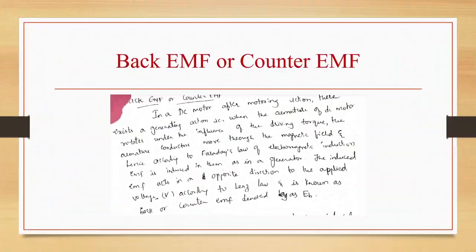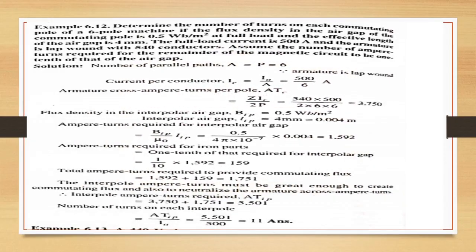So we have seen numericals also based on the topic of commutation. Determine the number of turns on each commutating pole of a 6-pole machine if the flux density in the air gap of the commutating pole is 0.5 Weber per meter square at full load and the effective length of the air gap is 4 millimeter. Full load current is 500 amps and the armature is lap wound with 540 conductors. Assume the number of ampere turns required for the remainder of the magnetic circuit to be 1/10 of that of the air gap.